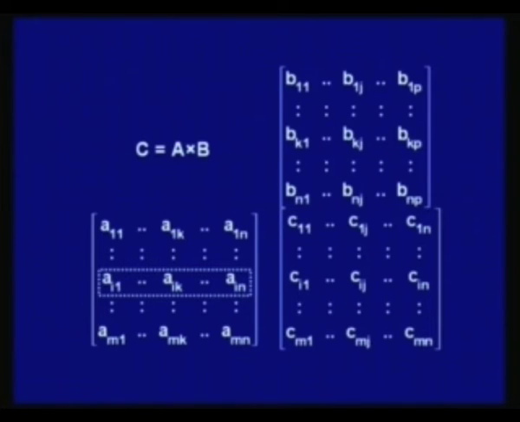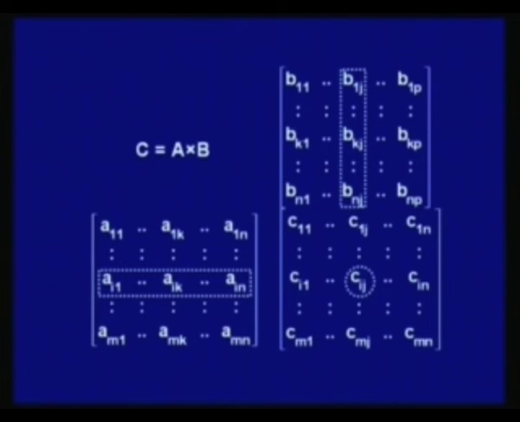The product matrix C is actually obtained by multiplying the ith row of the first matrix by the jth column of the second matrix. And this multiplication is element-wise: ai1 multiplied by b1j, ai2 multiplied by b2j, aik multiplied by bkj, ain multiplied by bnj. So, we form this sum. This is the ijth element of the matrix C, and this way we say that matrix multiplication is row into column. So, I have organized the calculation in this manner.